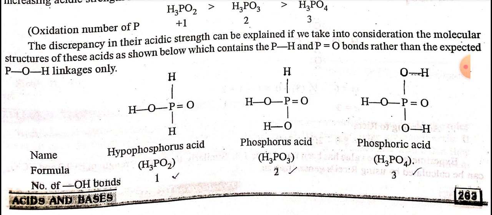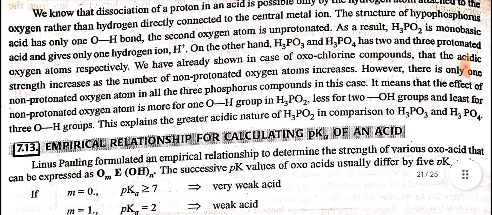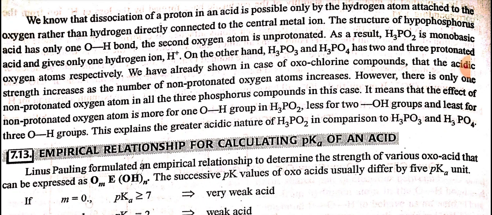This discrepancy in their acidic strength can be explained if we take into consideration the molecular structures of these acids as shown below, which contain P-H and P=O bonds rather than the expected P-OH linkages only: hypophosphorous acid, phosphorous acid, and hypophosphoric acid. We know that dissociation of a proton in an acid is possible only from the hydrogen atom attached to the oxygen rather than the hydrogen directly connected to the central atom. The structure of hypophosphorous acid has only one OH group. The second oxygen is unprotonated. As a result, H3PO2 is a monobasic acid and gives only one hydrogen ion.